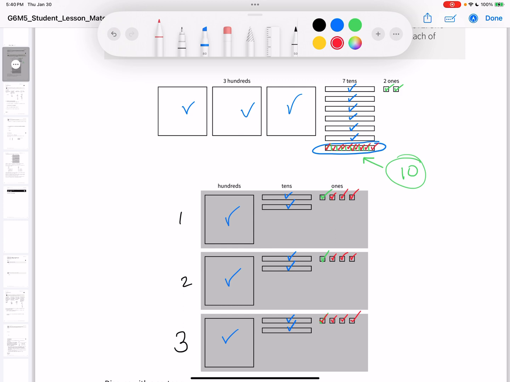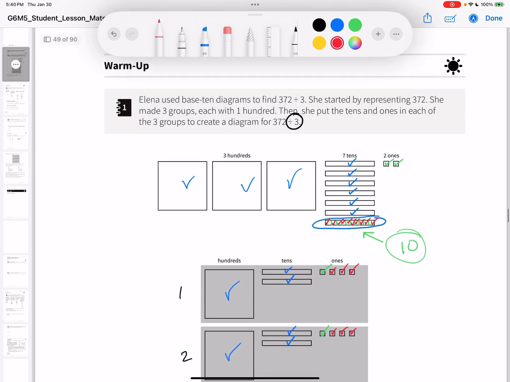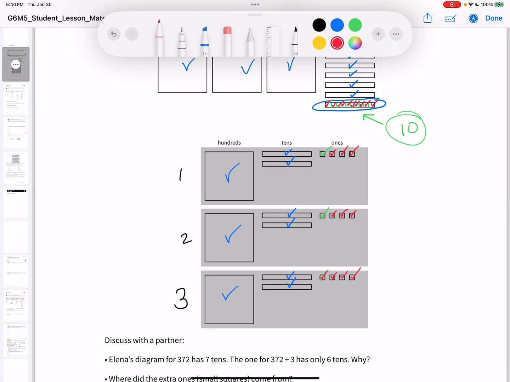So now we did 372 divided by 3. The answer would be, well, you just look at one of the groups to get your answer. Right? So how many go in each group? Well, 100, 2 tens, and 4 ones. So we have 124 as our answer.